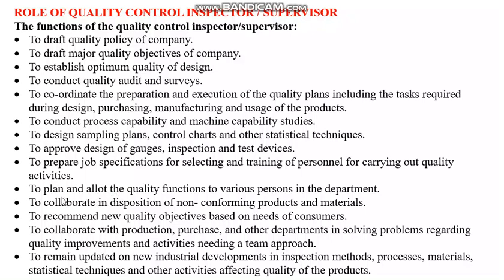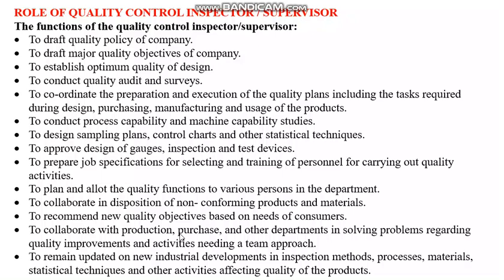And then to plan and allot the quality functions to different departments, different persons, to collaborate in disposition of non-conforming products or materials. Say suppose some products failed or some raw materials are not up to the standard. Now how to dispose them? Someone else may be doing it, not the quality control department, but you have to collaborate with them. At least you have to tell them that these are the products that have become scrap and should be sold as scrap.